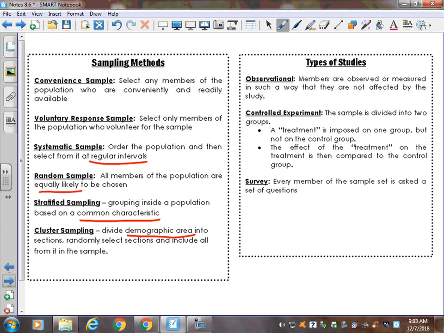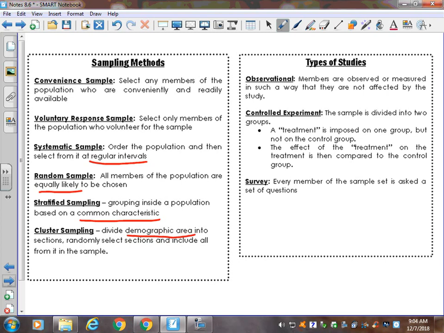Types of studies. There are 3 types of studies. The first one is observational, where you just go and you observe or you measure something, but you didn't do anything to make that measurement change. You just go measure it. Like maybe you go capture a bunch of deer and you count how many antler points they have. Or you just observe the deer out there and say, whoop, there goes a white deer.